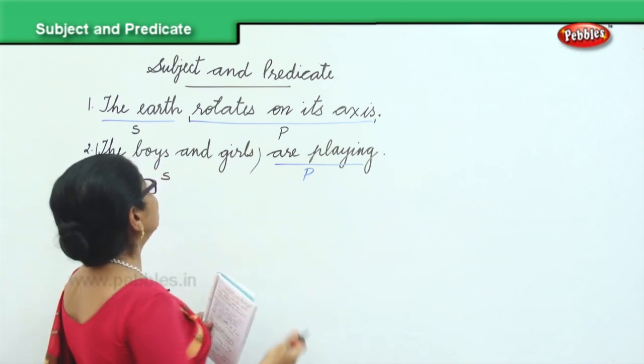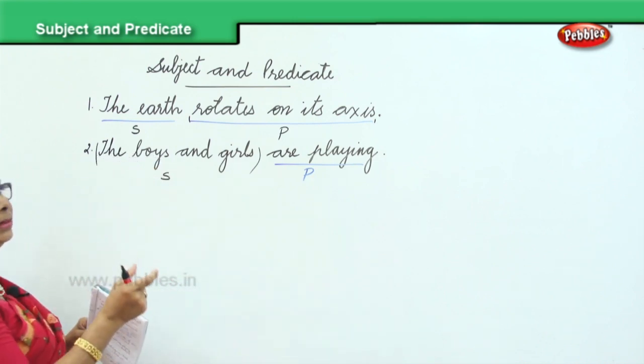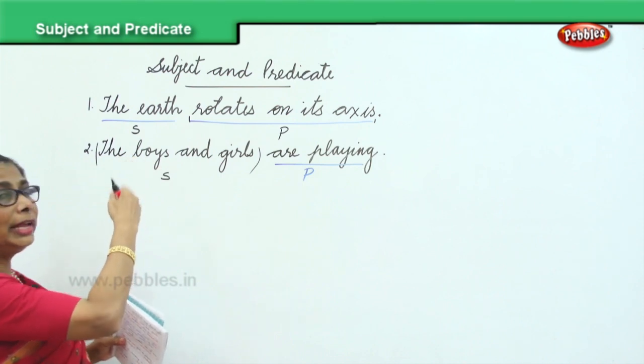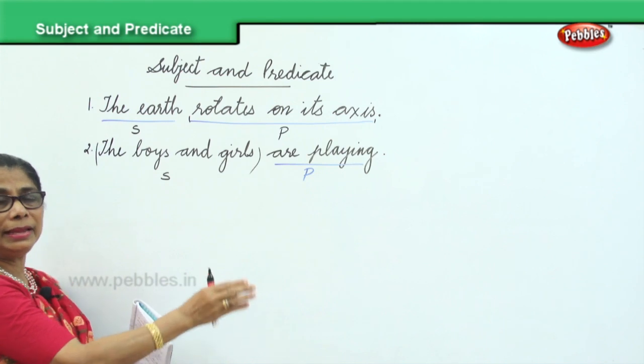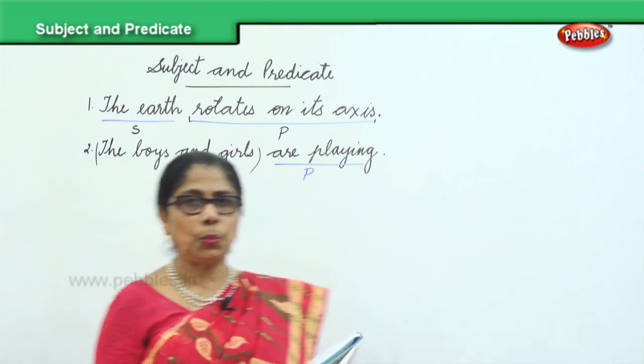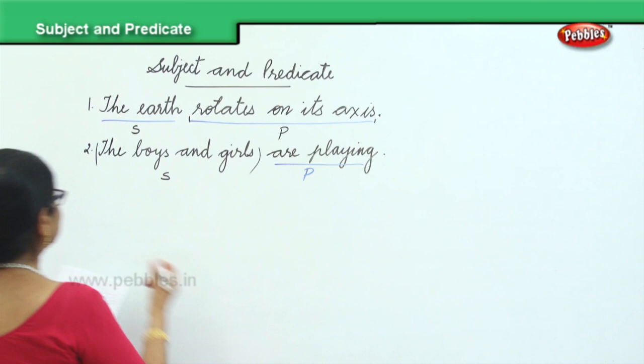The first, the most important, you're talking about the earth. The earth is the subject, rotates on its axis is the predicate. Here the boys and girls, what are they doing? Playing. The boys and girls are the subject we are talking about. Next.